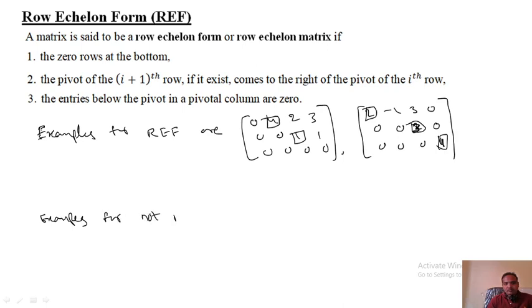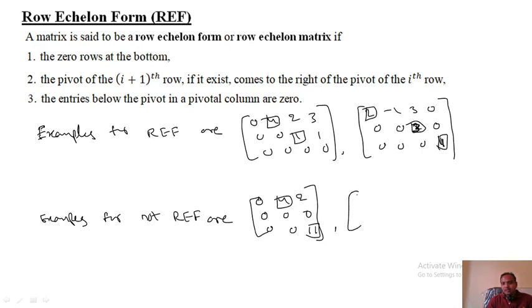Now we take examples for not row echelon form. You can give any example. Suppose 0, 4, 2, 0, 0, 0, 0, 0, 1. The pivot of the first row is 4, the pivot of the last row is 1. The pivot is to the right of the previous one, but a zero row is in the middle, not at the bottom, so it is not a row echelon form.